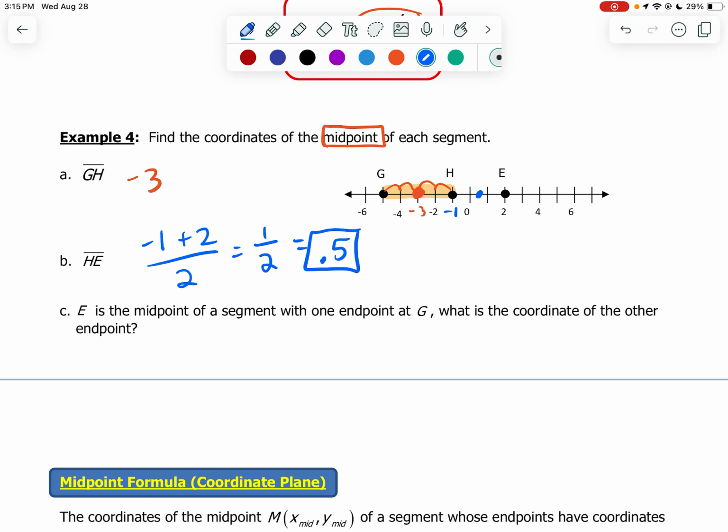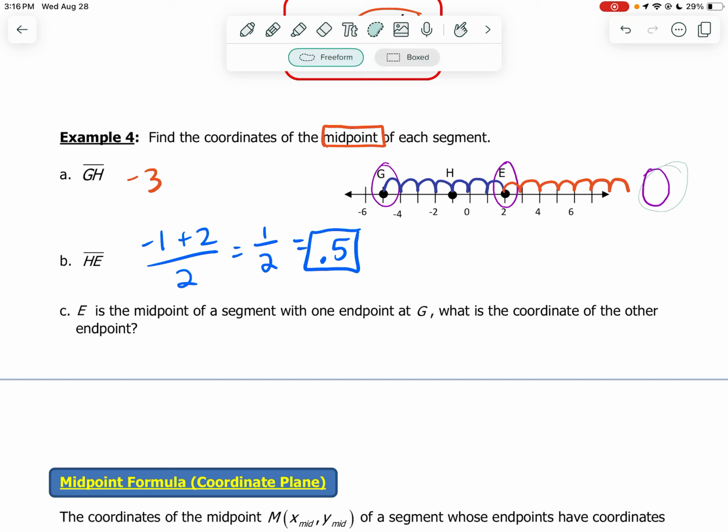Last one, E is the midpoint of a segment with one endpoint at G. What is the other coordinate of the other endpoint? Okay, so that's saying, let me erase this. That's saying that E is the middle point of G and something else. So that means that there's something that's going to be over on this side. So middle means one side's the same as the other side. So if I counted from E, 1, 2, 3, 4, 5, 6, 7, 7 out, then I could count the same distance on the other side. 1, 2, 3, 4, 5, 6, 7, right?